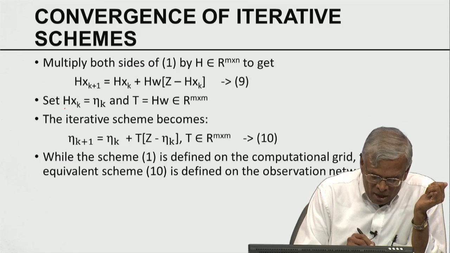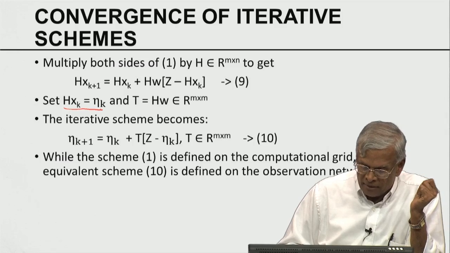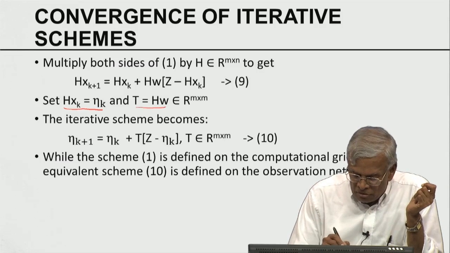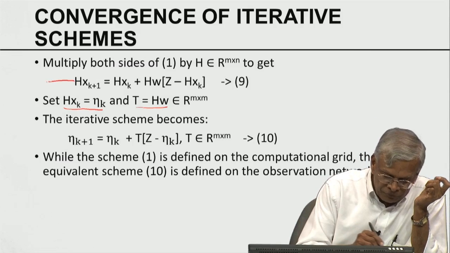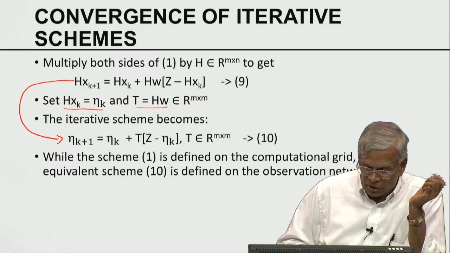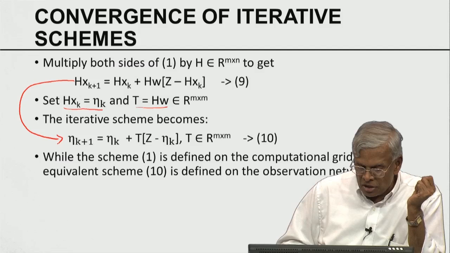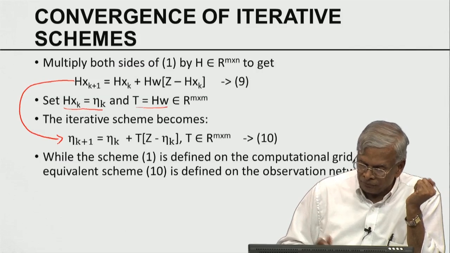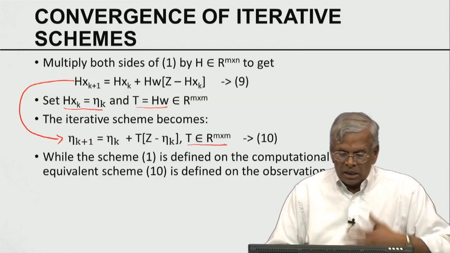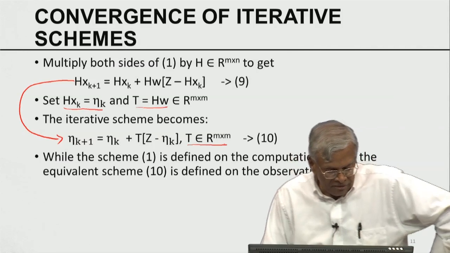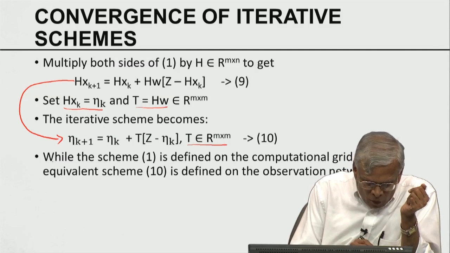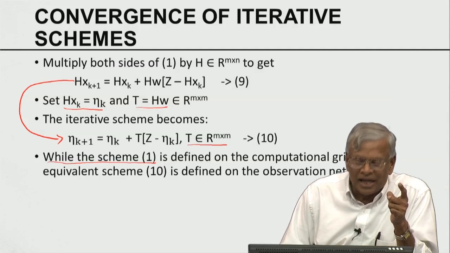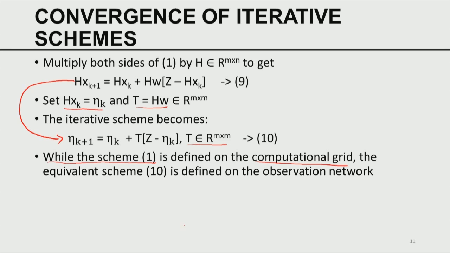To examine this, I am now going to concoct a new variable, eta_k is equal to H of x_k. I am going to change the name of the product matrix HW to be T. With this change of notation, this equation becomes eta_{k+1} is equal to eta_k plus T times (z minus eta_k). Here T is an m by m matrix. Look at this now. While scheme 1 was originally defined on the computational grid, the equivalent scheme 10 is defined in the observation network.